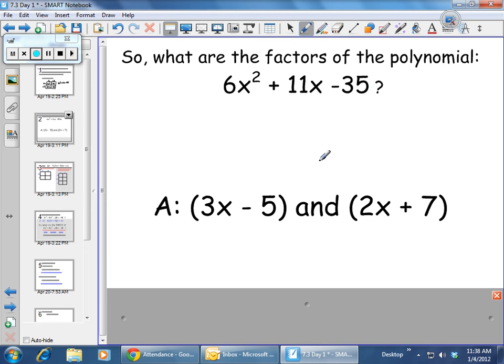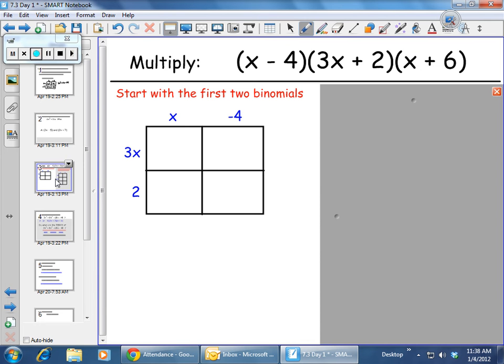Okay, and we've talked about this in the past. Okay, so this is a little bit new. We may have done some of these before. If we want to multiply 3 binomials together, we're going to start by multiplying the first two together, and then we'll talk about what to do with that answer. So we'll start with the first two. I wrote x minus 4 on top, and then 3x plus 2 on the side.